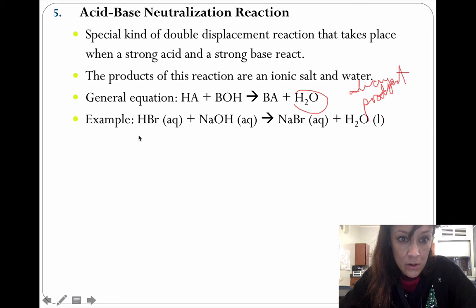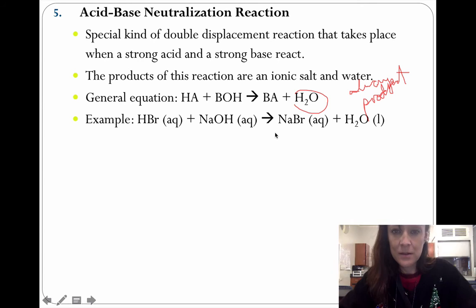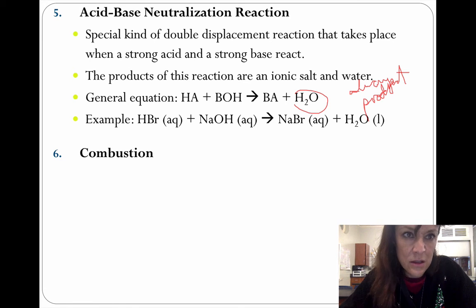Example, hydrobromic acid plus sodium hydroxide, a nice strong acid with a nice strong base. They double displace each other. Sodium bromide salt plus water. That's a neutralization reaction. It neutralizes the strong acid and the strong base to make it more neutral, more even, more like water. Combustion reaction, I definitely want you to know this one.